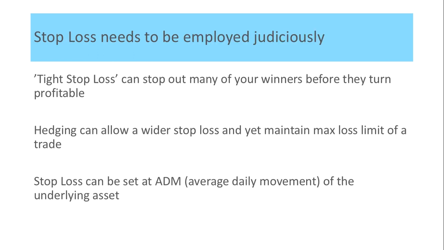Stop loss needs to be employed judiciously. If we keep our stop loss very tight, it can block out many of our winners even before they turn profitable. And this happens because the price initially may move against me before it starts moving in my favor. Hedging can be an effective way to widen our stop loss without compromising on the risk tolerance limit. And a good reference point to set a stop loss can be the average daily movement of the underlying asset.